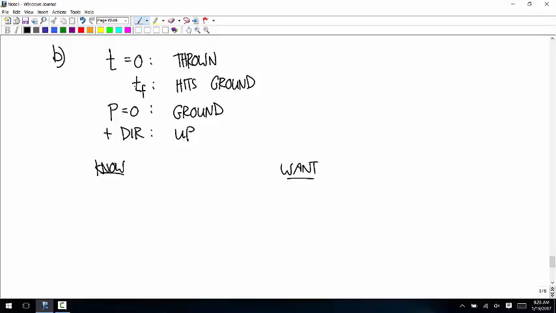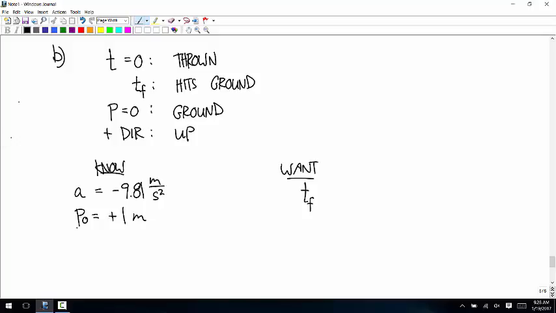Do we know time final? Or do we want time final? We don't know it, but T final is what we're looking for. Do we know acceleration? Yeah, it's still free fall, so acceleration is negative 9.81 meters per second squared. Do we know the position when time is equal to 0? Yep.